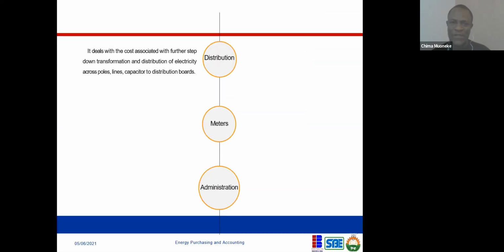So all of these components or elements are cost. They have costs associated with them, which is also part of what you're paying as an energy consumer. So you need to understand all of these things that make up your electricity tariff.